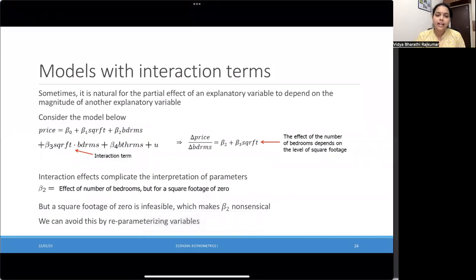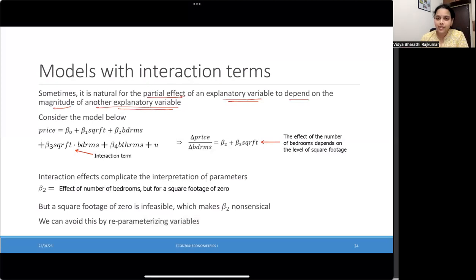Hello everyone. In this video, we're going to be learning about regression models with interaction terms. In the previous video, we saw quadratic models where the marginal effect of a change in the regressor depends on the value of the regressor itself. So when we move to models with interaction terms, we're looking at cases where the partial effect of a particular explanatory variable may actually depend on the magnitude of another related explanatory variable.